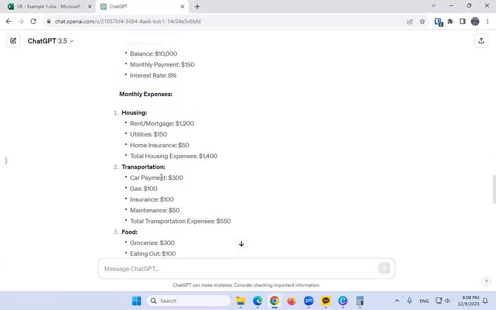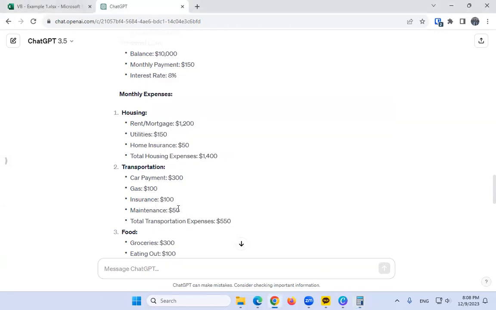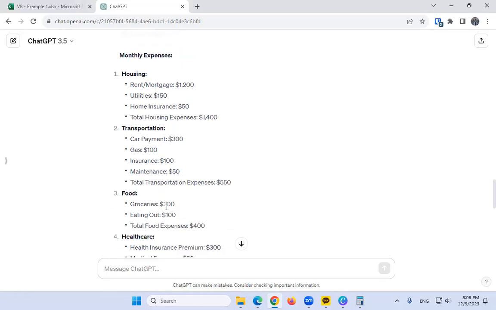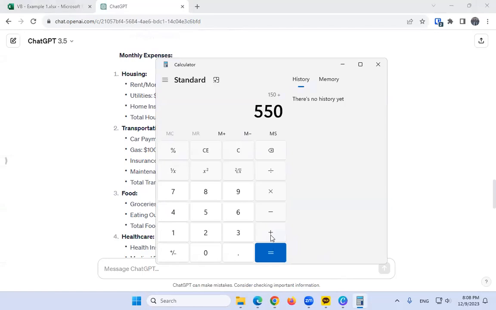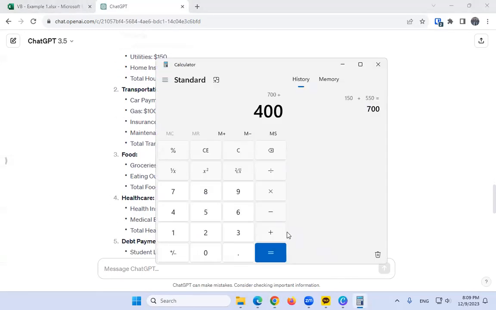Transportation, car payment. We'll just assume I'm leasing the car, right? So just say that's an extra 550. And for a lot of people, it's kind of cheap because the average car payment these days is about 700, 800. Okay, groceries will be plus 400. And then healthcare, health insurance, medical expenses, 350, 350.